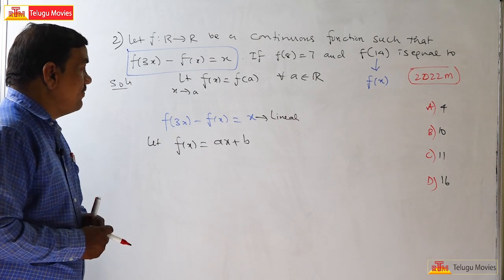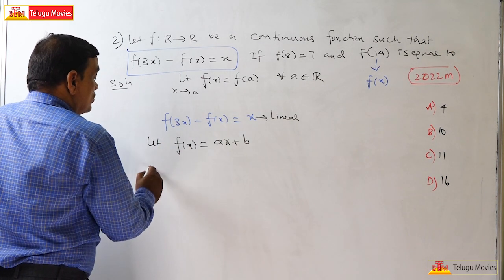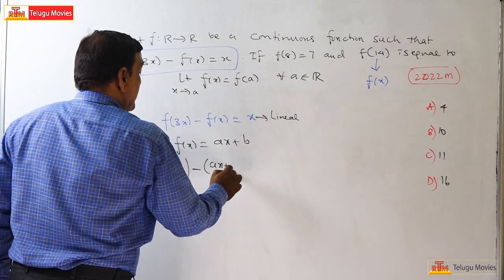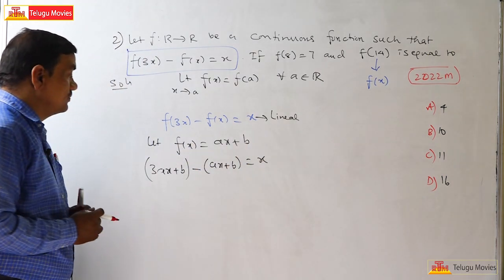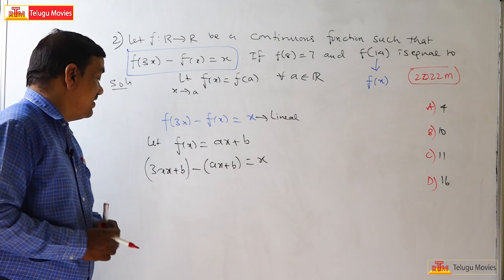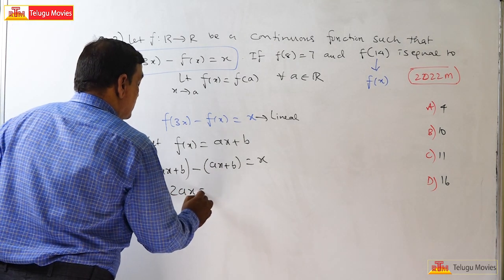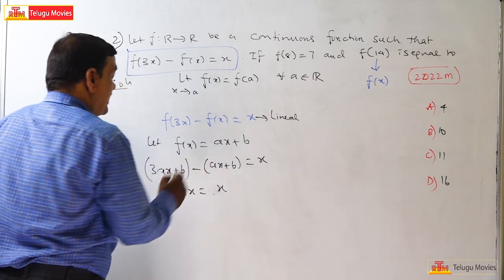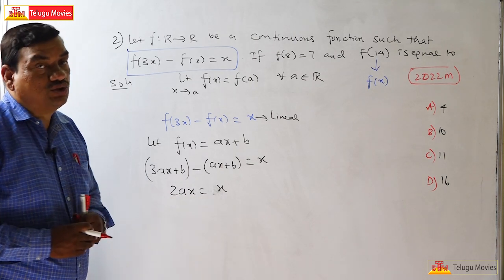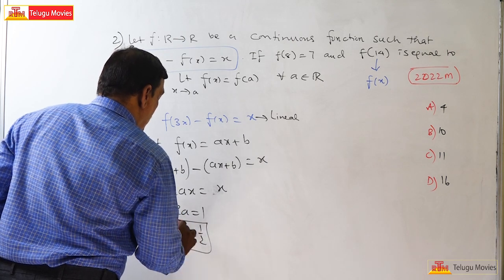Now let us consider f of x is equal to ax plus b. Substitute in this equation. f of 3x means a times 3x plus b, minus f of x, which is ax plus b, is equal to x. Our aim is to find the a value and the b value. The b minus b will cancel. 3ax minus ax is equal to 2ax, which is equal to x. Here the x coefficient is 1, and here it is 2a. Therefore 2a is equal to 1, so a is equal to 1 by 2.